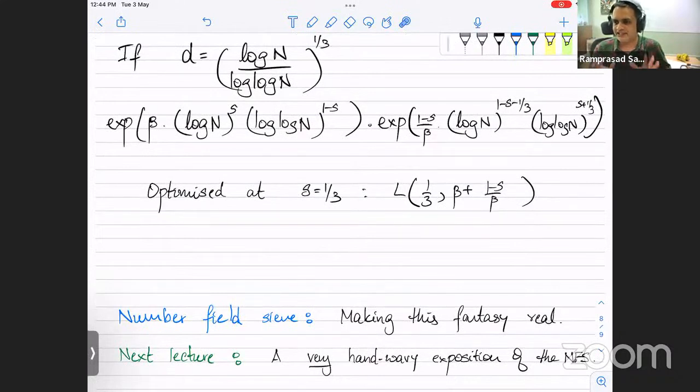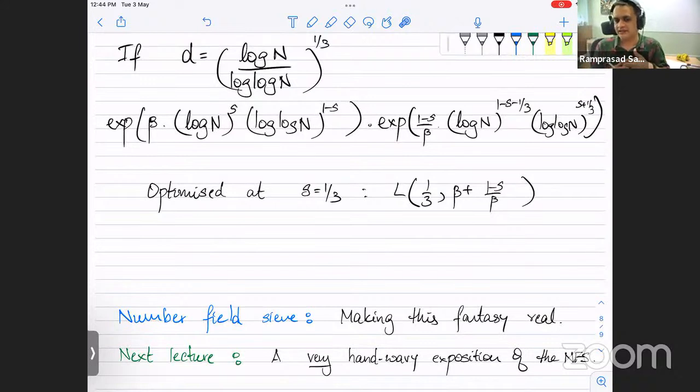So in the next lecture, I'm going to give an extremely hand-wavy exposition of the NFS, because the NFS has so many different components in it, and there are lots of points where you're just going to hope for miracles to happen. So I will try to hide as much of the details as I can, but just give you the main idea of why these number fields even show up here.